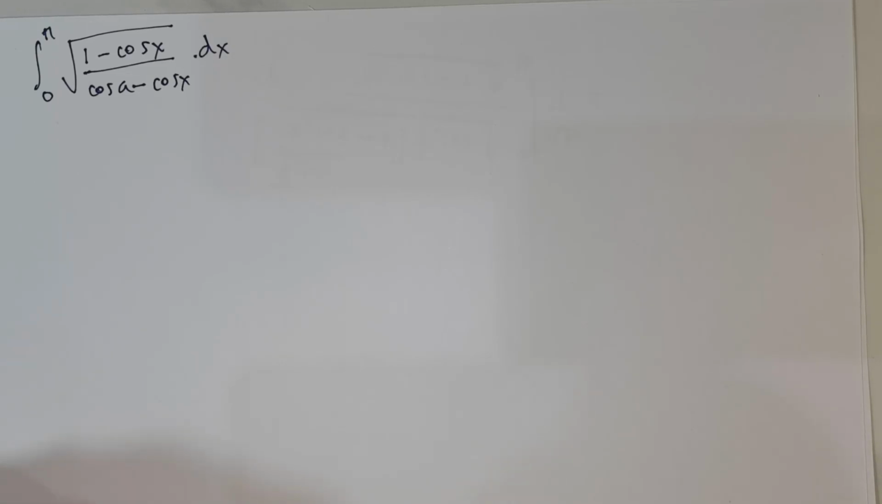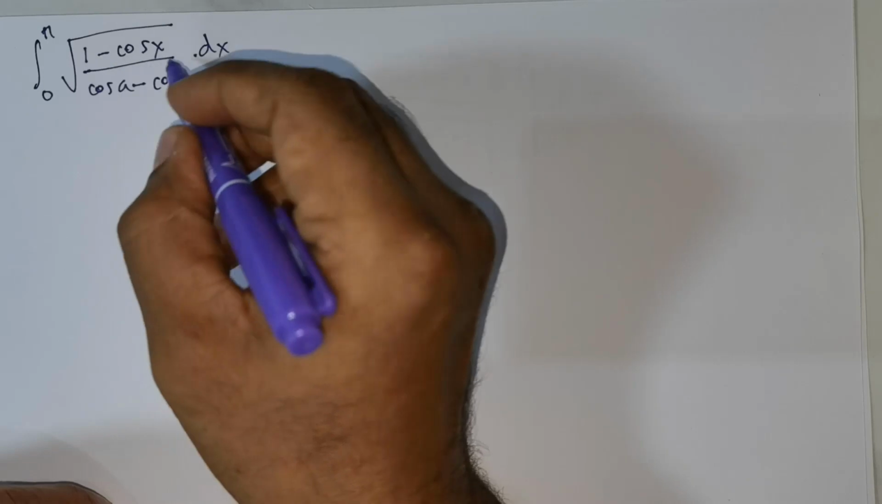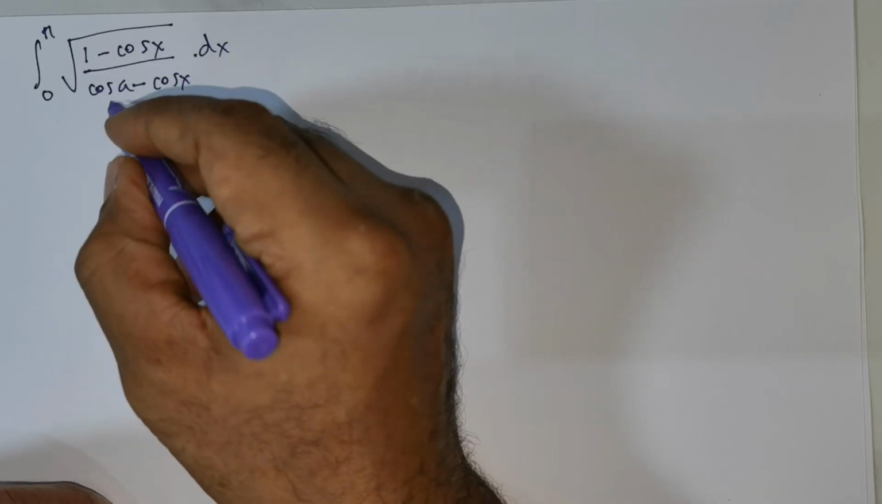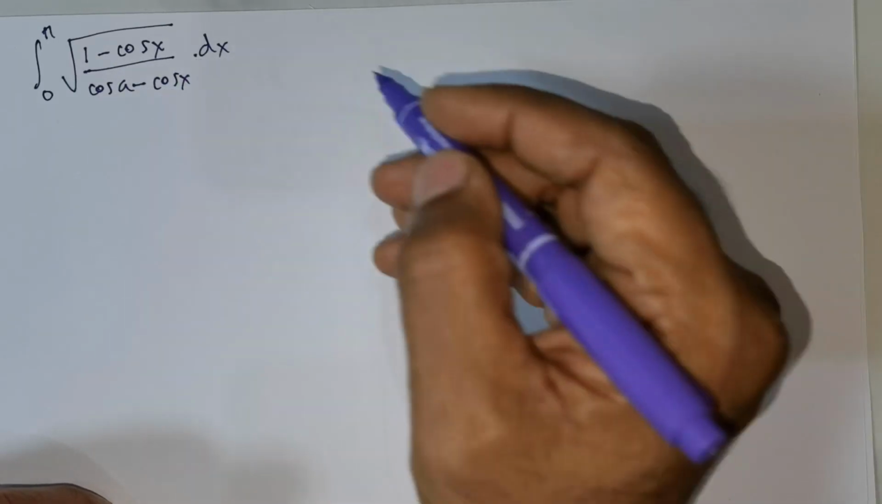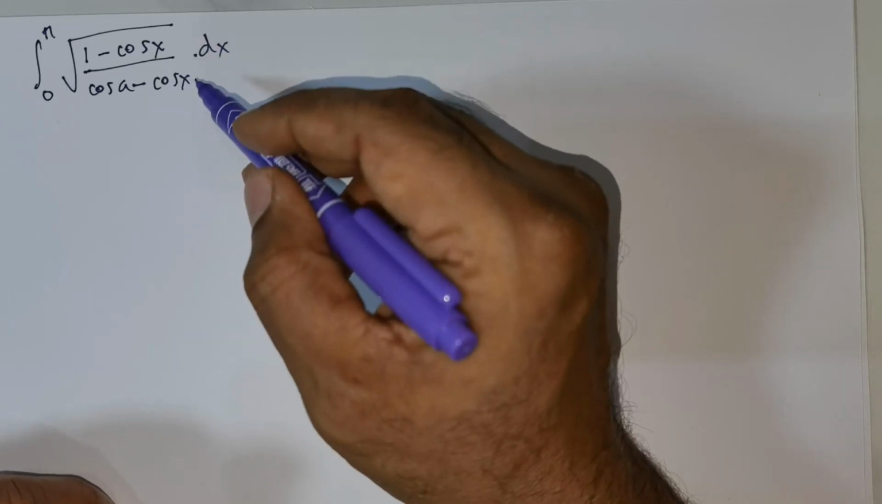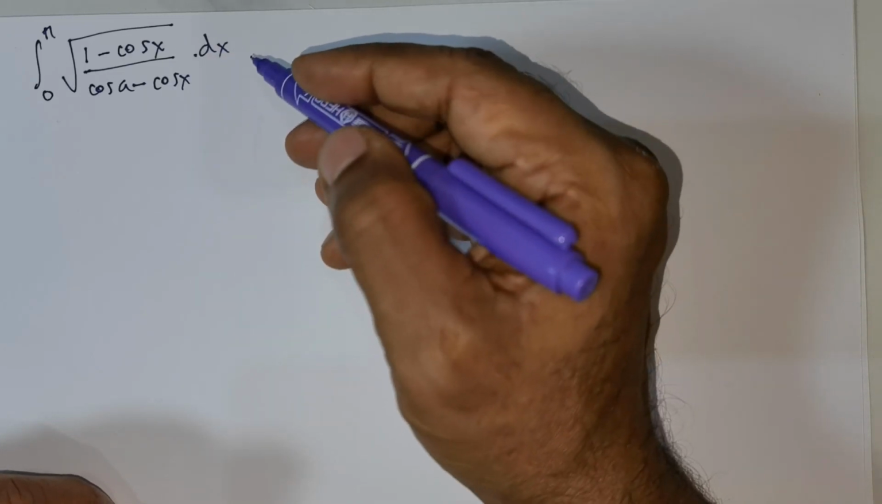Good day everybody, we got an interesting question. We are expected to integrate the integral from 0 to pi of the square root of 1 minus cos x, divided by the square root of cos a minus cos x, dx. Now this problem is very unique. Now why is it very unique?